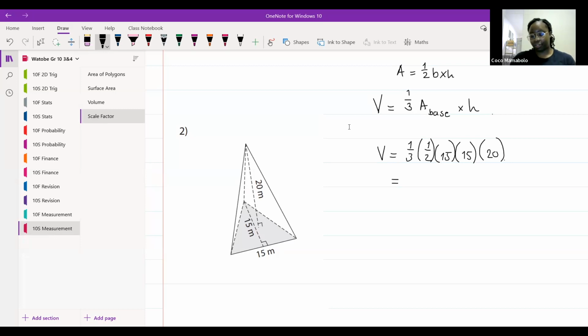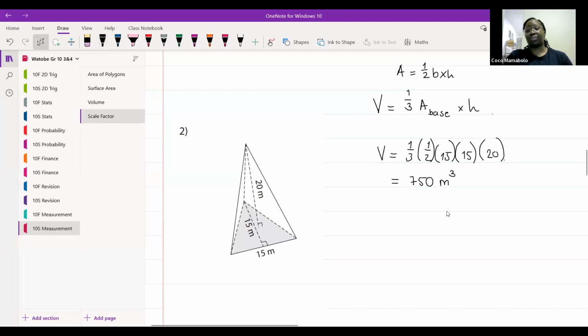Jenna says 750. And I agree with you, Jenna. Thank you very much. Yes, the answer that we're looking for. Thank you, Imelda and Chloe as well. Beautiful. 750 meters cubed.